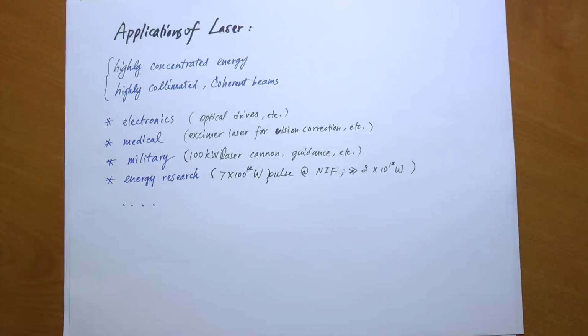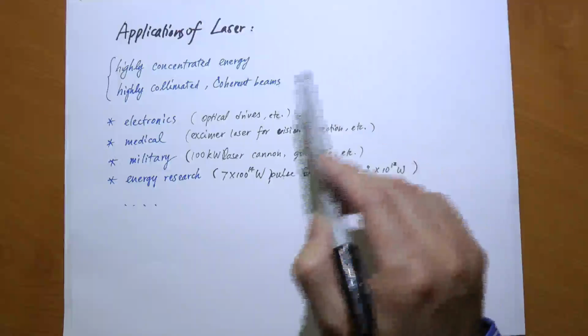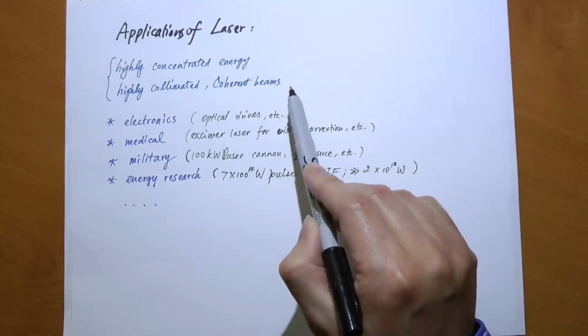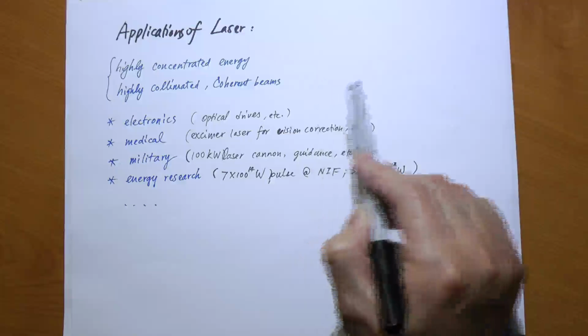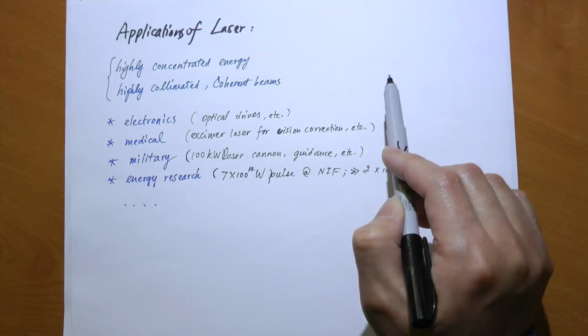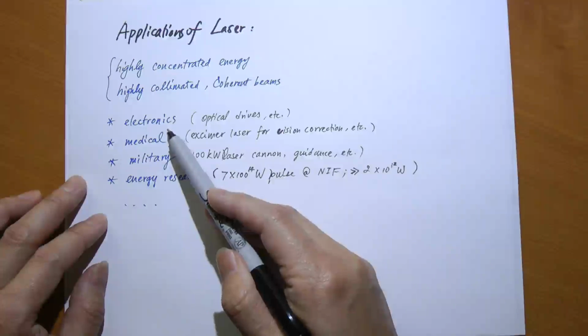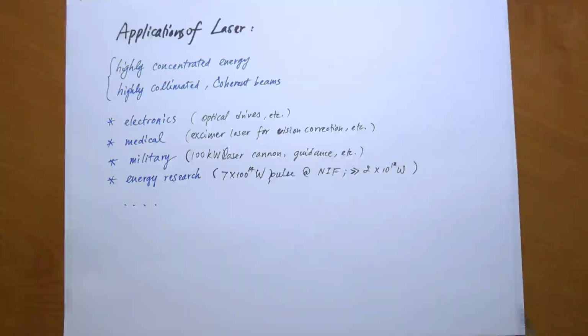Why is laser so incredibly useful? First of all, it's got highly concentrated optical energy, and it's highly collimated, very straight. And it's very coherent. The beam is very coherent, optically pure, with very, very long wave trains. And we can use this to our advantage under a whole variety of different scenarios. In electronics, for example, all so-called optical drives, such as DVD player, CD player, Blu-ray, all these optical drives pick up signal using a beam of laser.